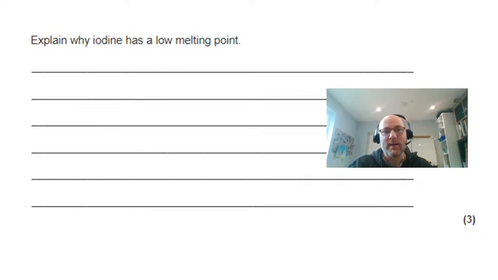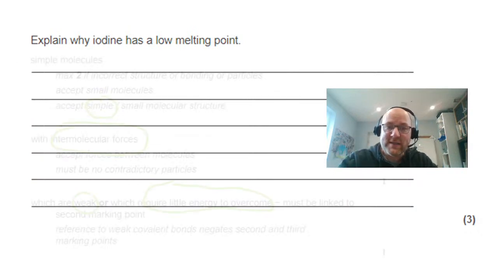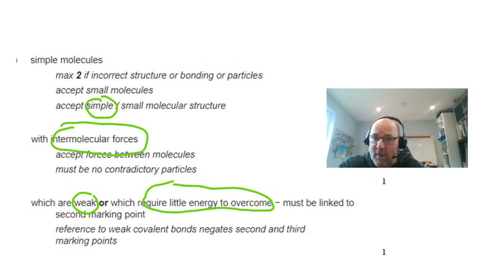What's the bonding? Well, I don't even need to talk about the bonding. I say simple structure, followed by the two key points: weak intermolecular forces, not a lot of energy needed to break them. I've highlighted them in green. Weak intermolecular forces, not a lot of energy needed to overcome them. And that's all you've got to do.